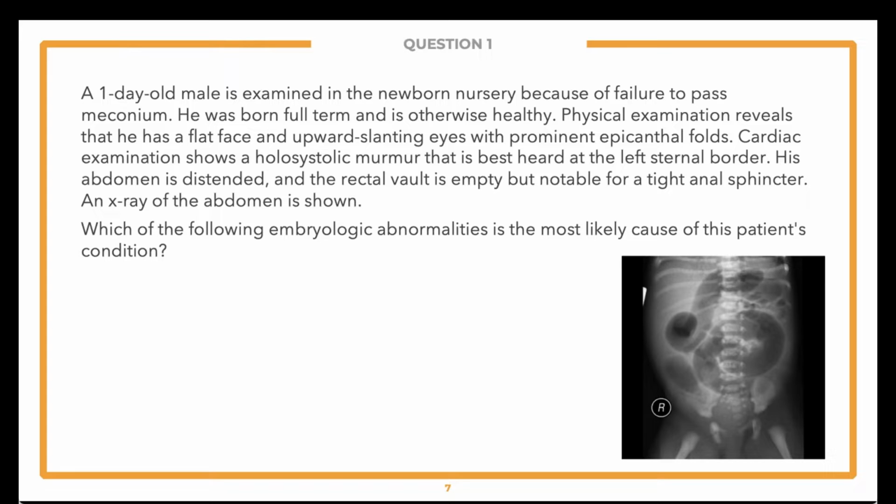A 1-day-old male is examined in the newborn nursery because of failure to pass meconium. He was born full term and is otherwise healthy. Physical examination reveals that he has a flat face and upward slanting eyes with prominent epicanthal folds. Cardiac examination shows a holosystolic murmur that is best heard at the left sternal border. His abdomen is distended and the rectal vault is empty, but notable for a tight anal sphincter. An X-ray of the abdomen is shown. So again, which of the following embryologic abnormalities is the most likely cause of this patient's condition?